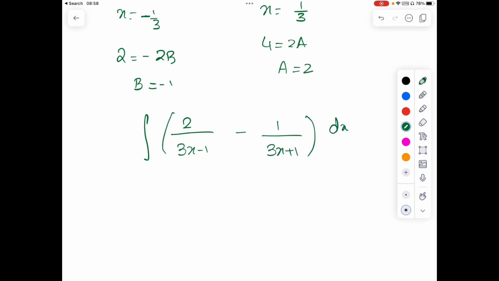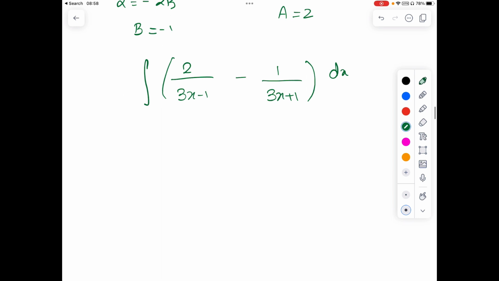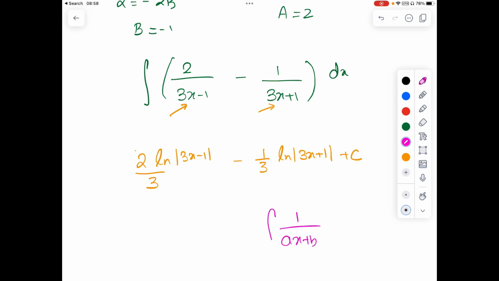Now the derivative of the denominator should be present in the numerator. If it is not there, what am I going to do? Divide by the derivative. The derivative of 3x is 3, so it is not present, so divide by 3. And again, the derivative of 3x is 3, it is not present, so divide by 3, plus c. Or else I'm using this formula: integral of 1 over (ax plus b) is 1 upon a ln of (ax plus b). That formula I'm using.